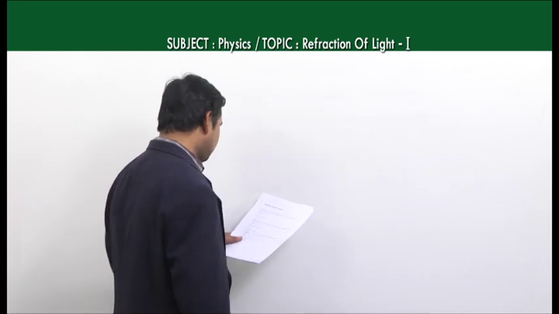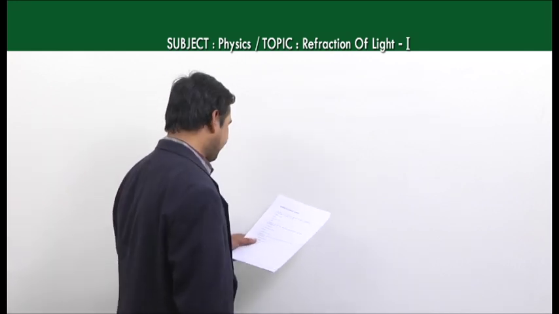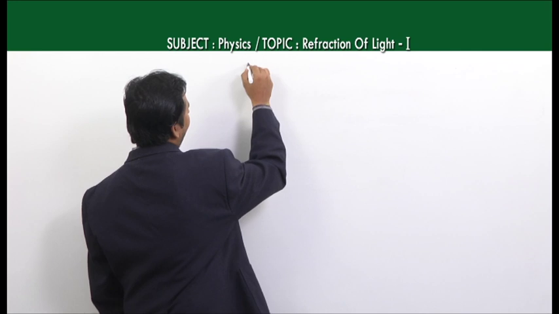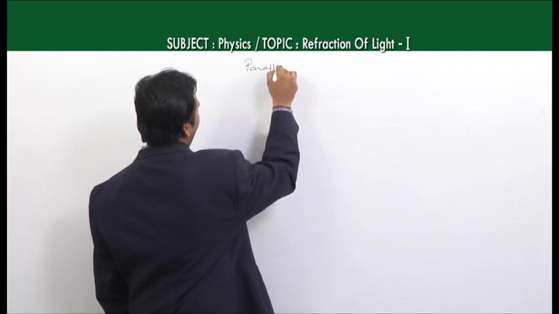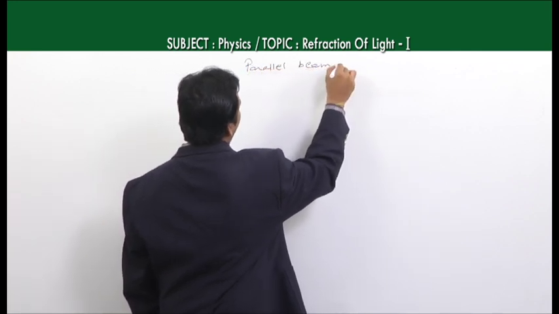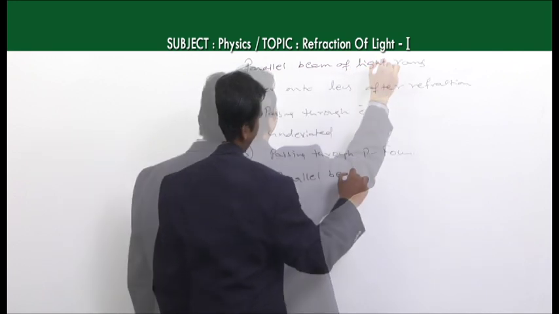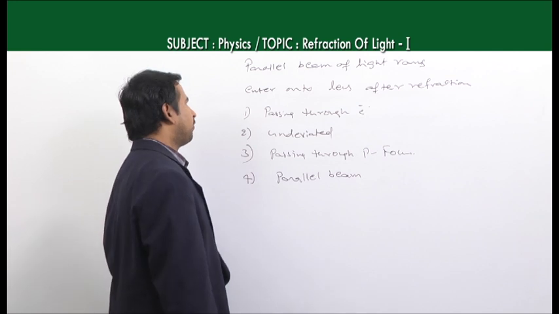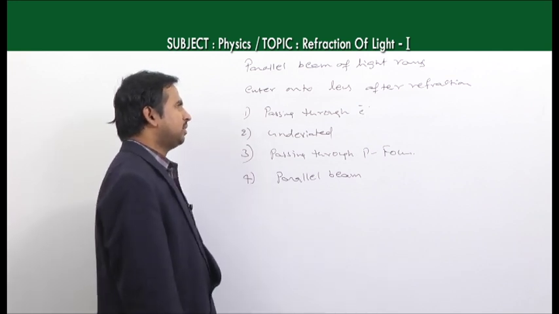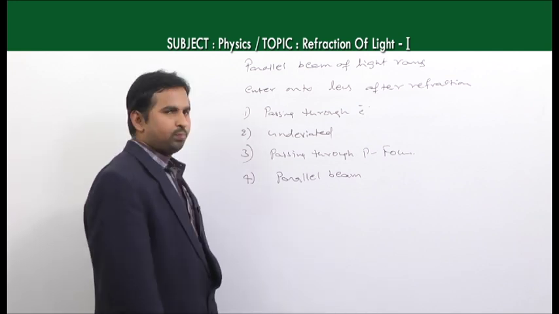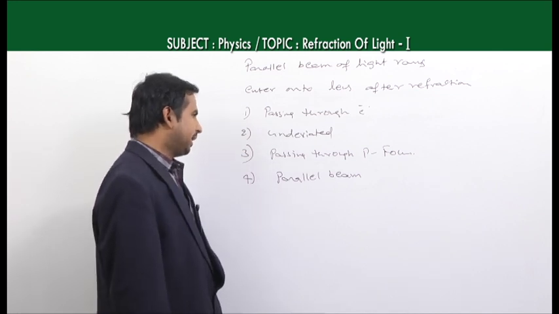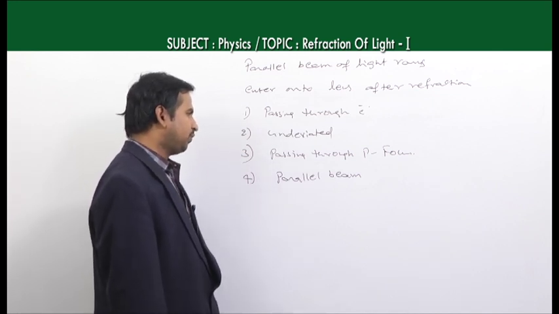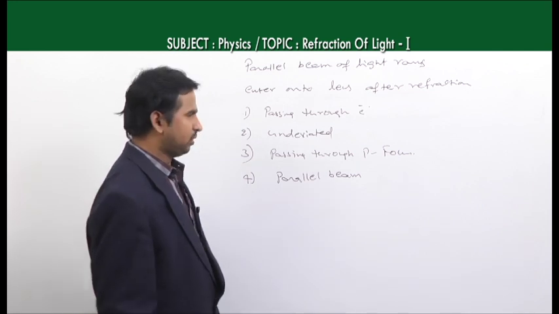Now one more question. If a parallel beam of light rays enters a convex lens, the question given is: a parallel beam of light rays enters a lens, and after refraction it passes through the center of curvature, undeviated, or through the principal focus.